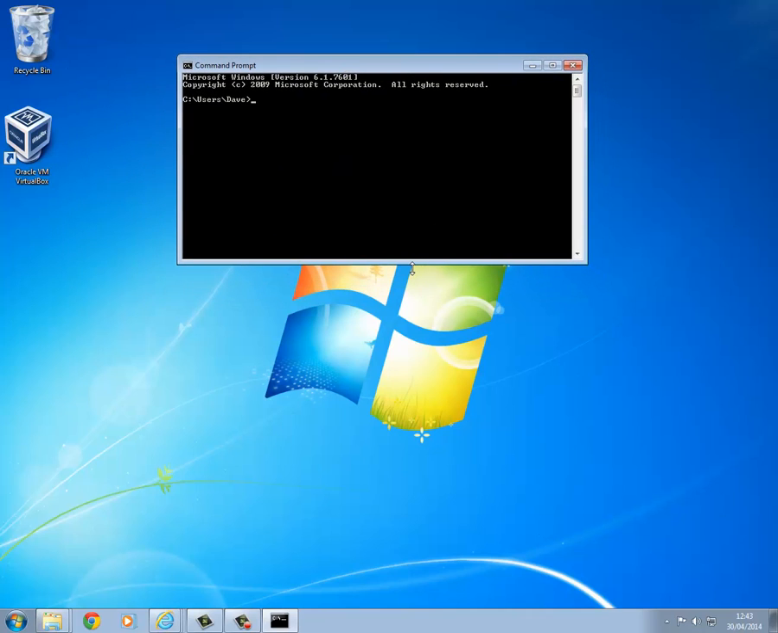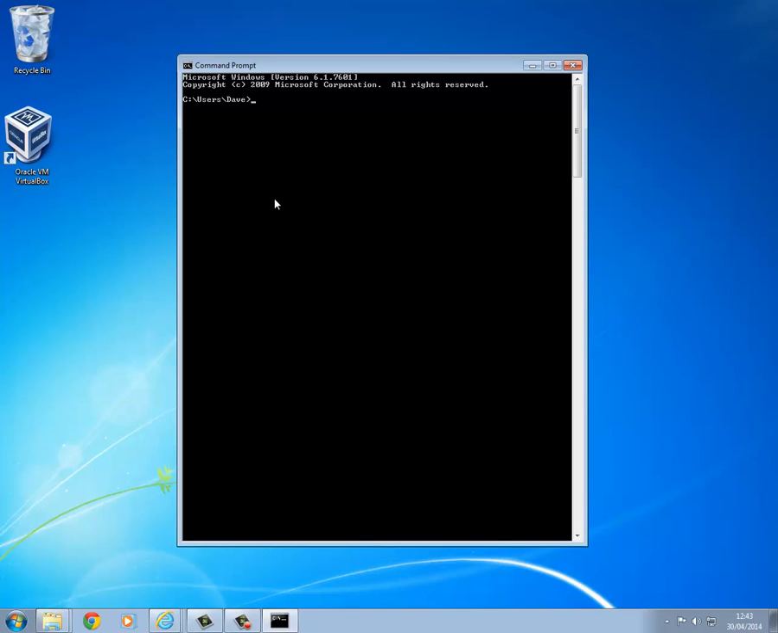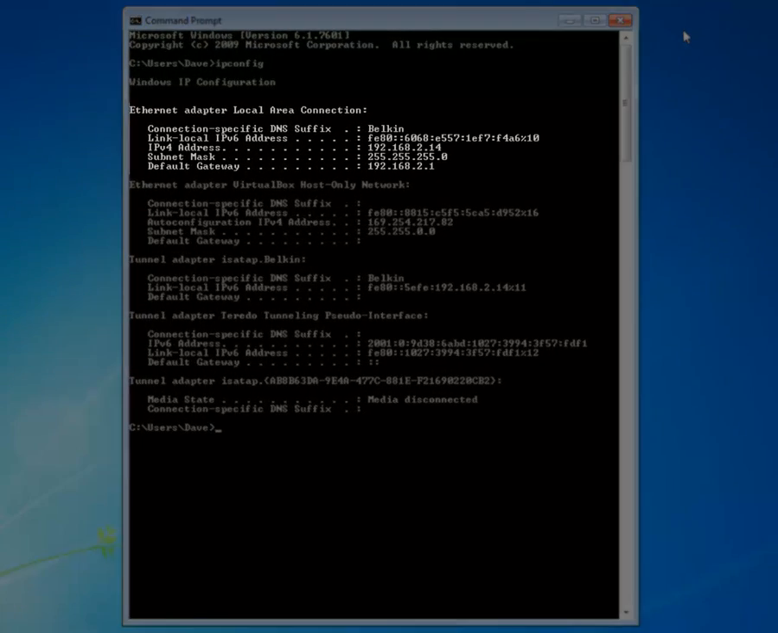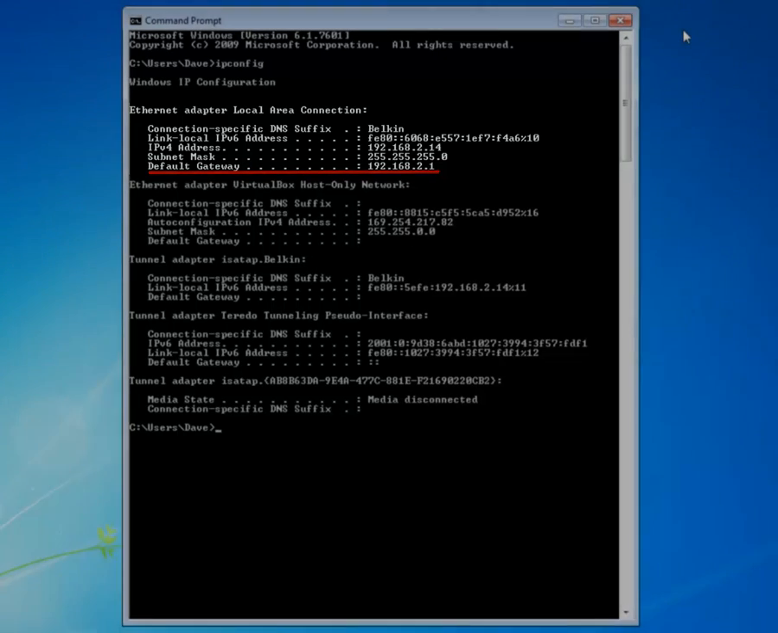First, we will find out the IP address of this host using the ipconfig command. Looking at our example, we can see the IP address is 192.168.2.14 and the subnet mask is 255.255.255.0, which is a Class C address. We can also see that the gateway address is 192.168.2.1. Let's just create a diagram showing this so we can be clear.